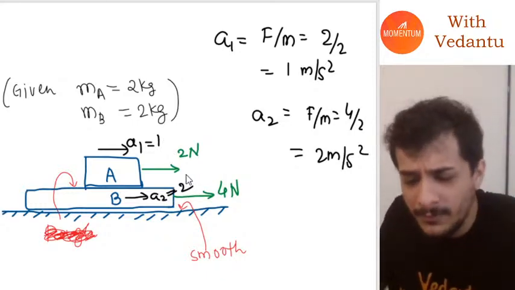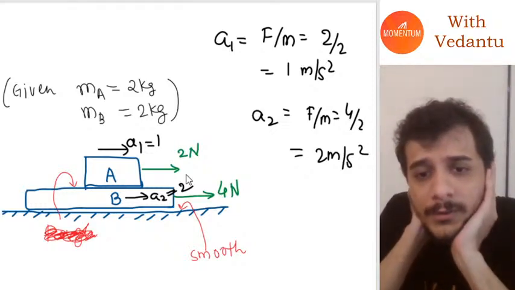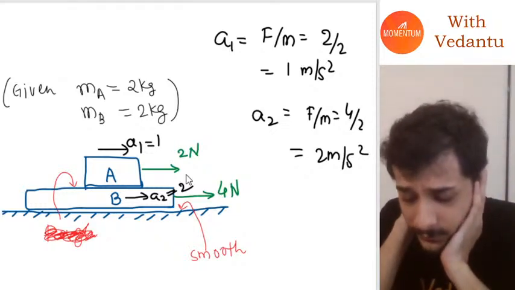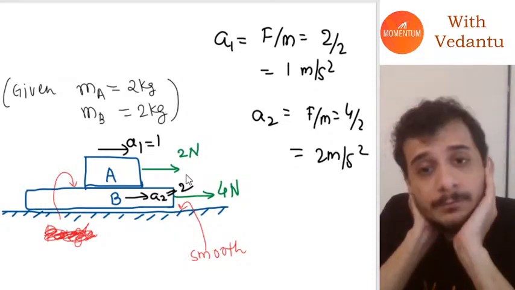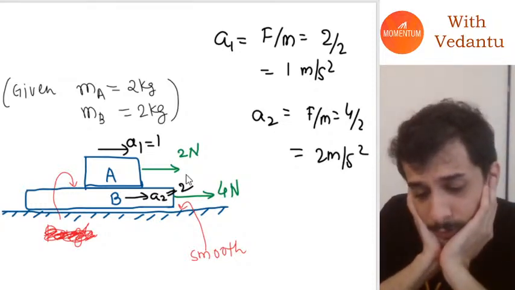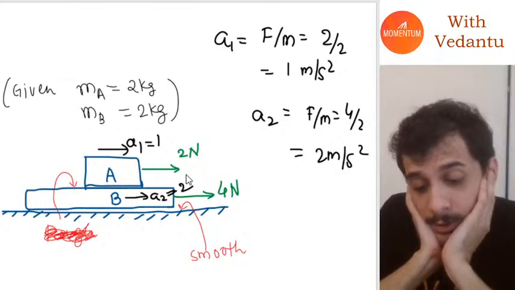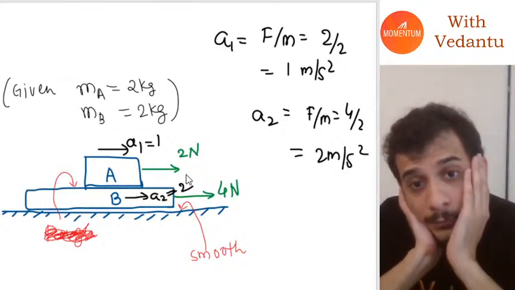Now, which will move faster? Which is going to go faster if there is no friction? B is going to go faster if there is no friction.